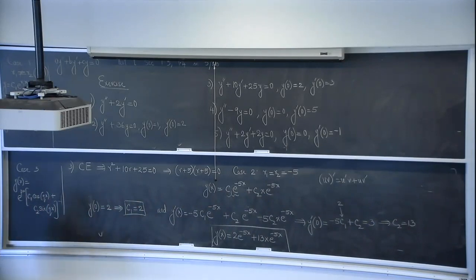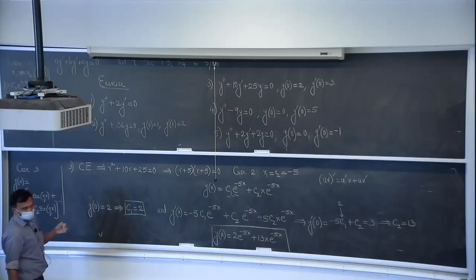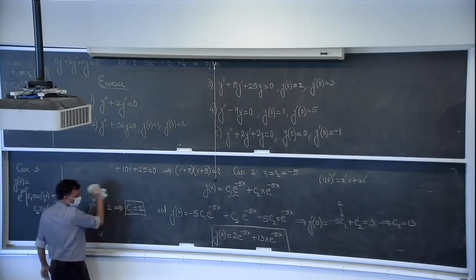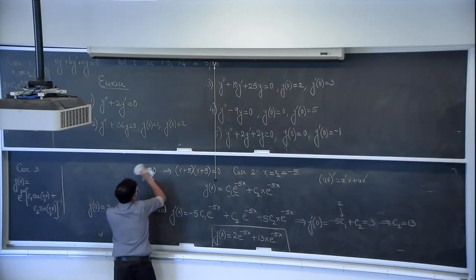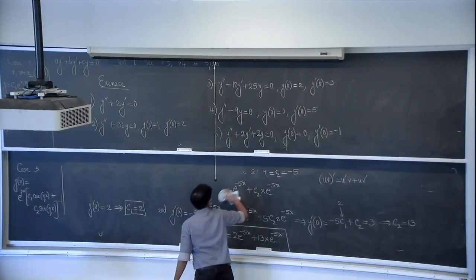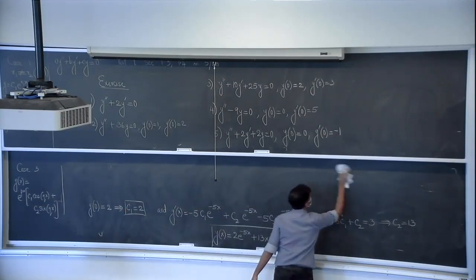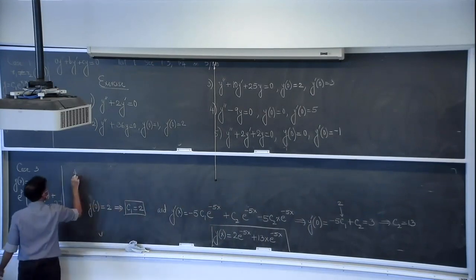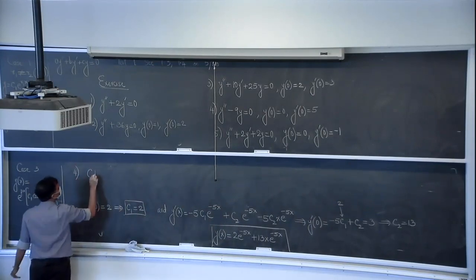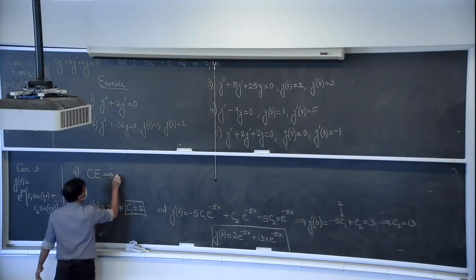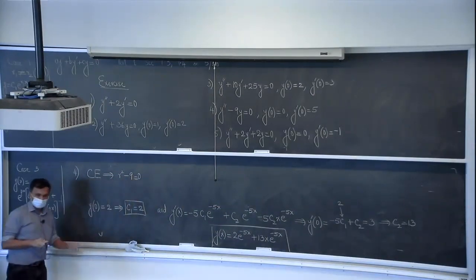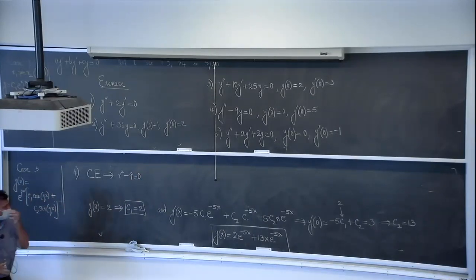Okay, number 4, which is usually something that students kind of overcomplicate without any reason. I have to erase the whole thing because I need some room. It's r square minus 9 equal to 0. It's y double prime minus 9y, not y prime. So it's r square minus 9.